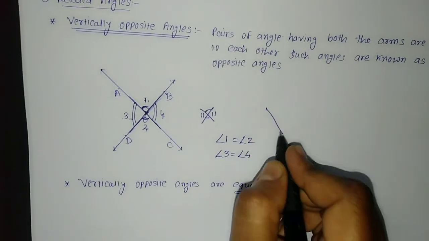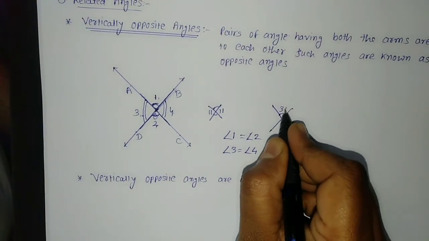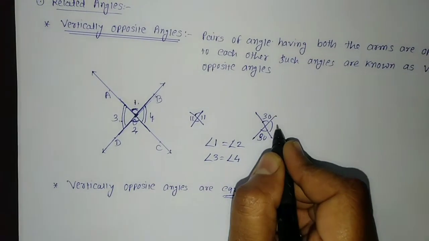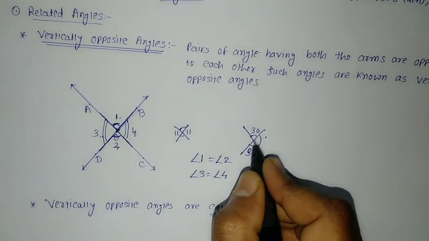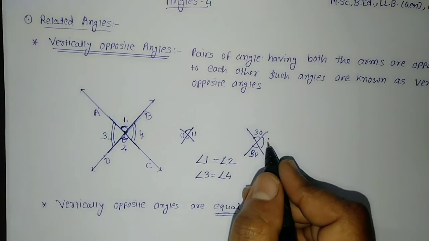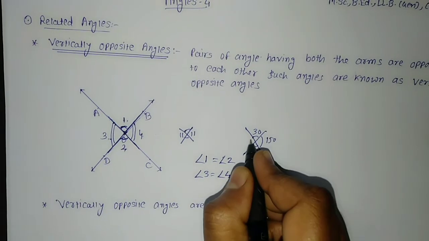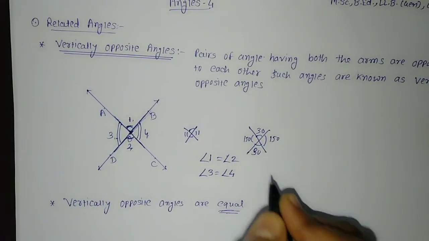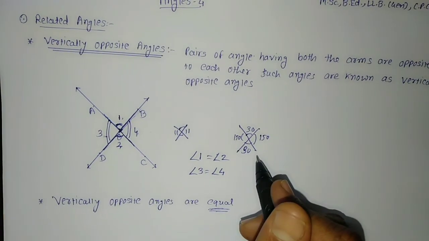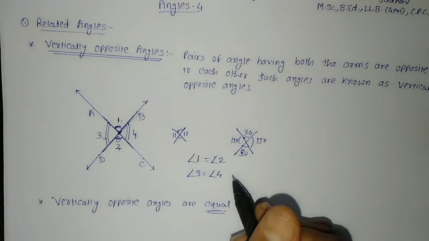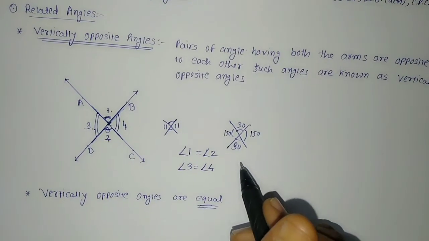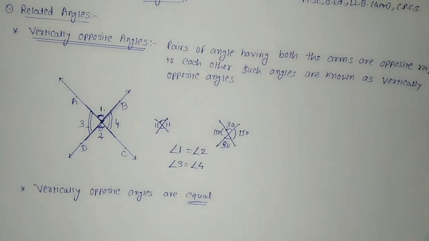Means angle 1 is equal to angle 2, and angle 3 is equal to angle 4. If they are forming vertically opposite angles, suppose this is 30, then this would also be 30. They form a linear pair, and linear pairs are always supplementary. If this is 150, then this will also be 150. How this is, we'll discuss later, but here you have to understand that a pair of vertically opposite angles have equal measure. So this is about vertically opposite angles.